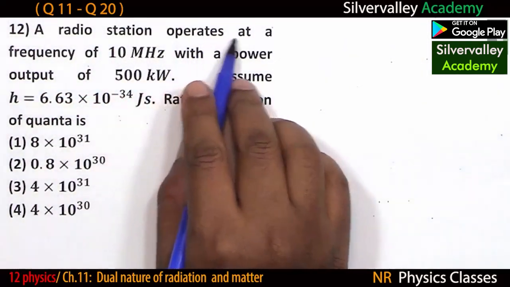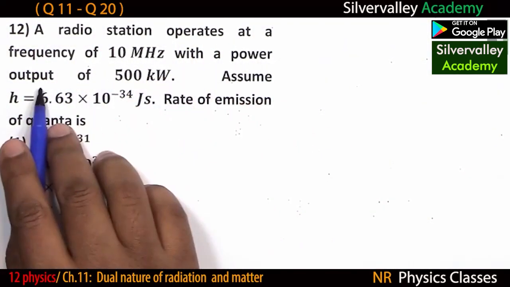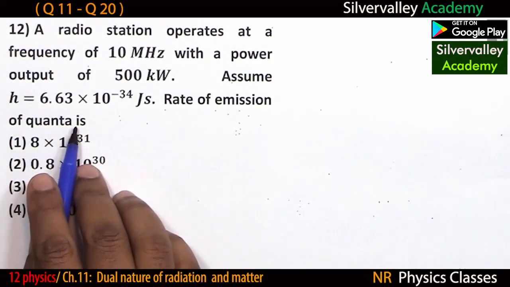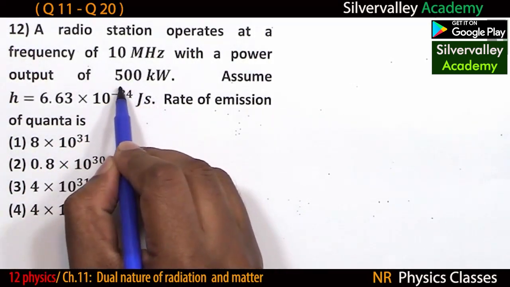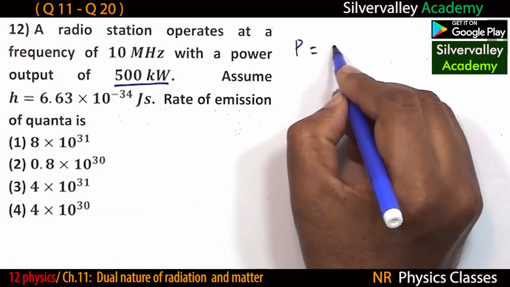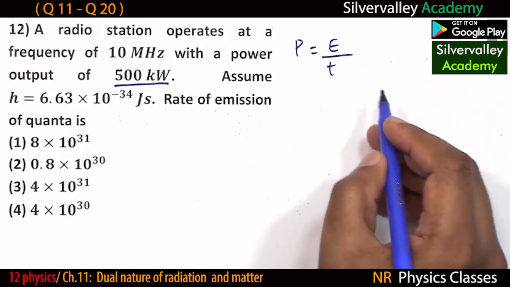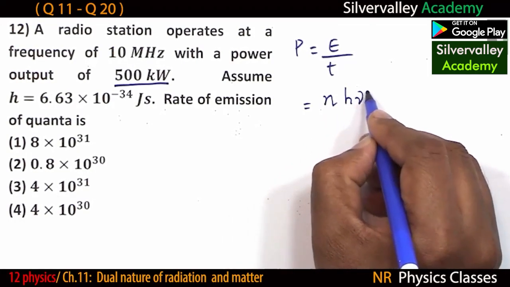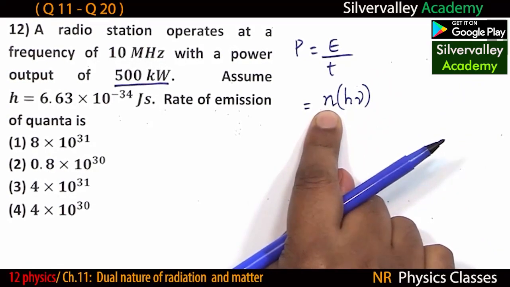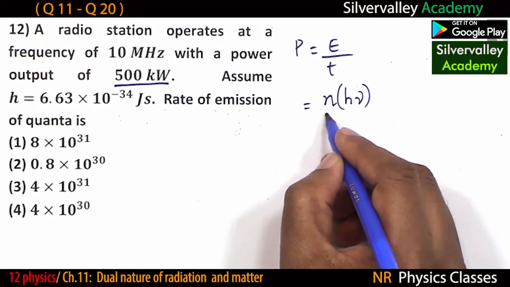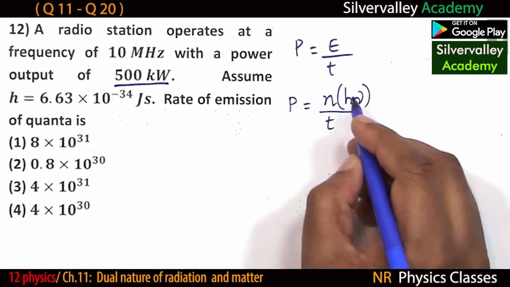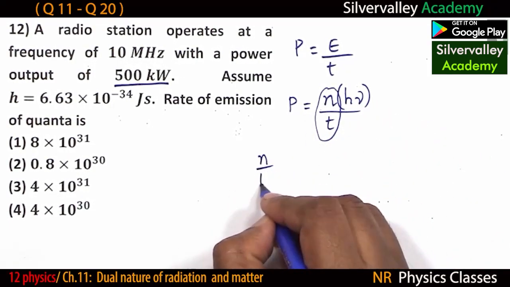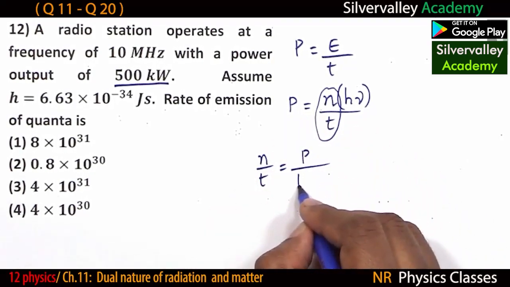A radio station operates at a frequency of 10 megahertz with a power output of 500 kilowatt. Assume h equal to this. Rate of emission of quanta is? So they are giving power. Power equal to energy by time, and total energy is number of photons into energy of each photon. Okay, students, N is number of photons, h nu is energy of each photon, divided by time, and this N by T is nothing but rate of emission of quanta, nothing but photons. So N by T is P by h nu.